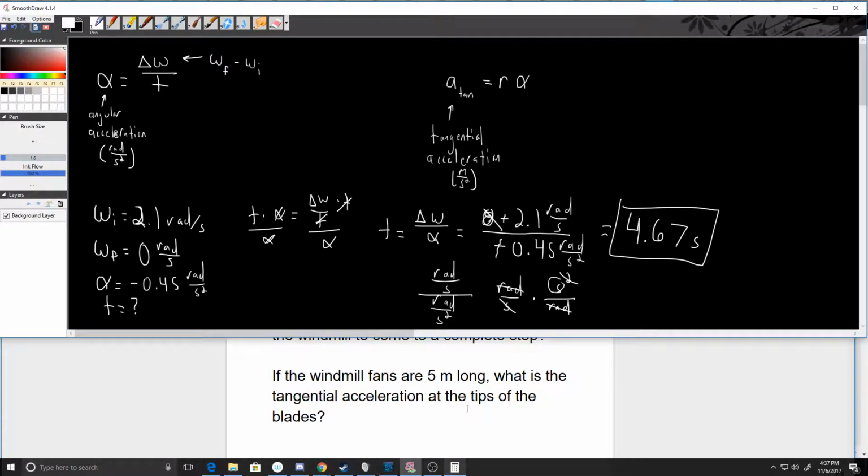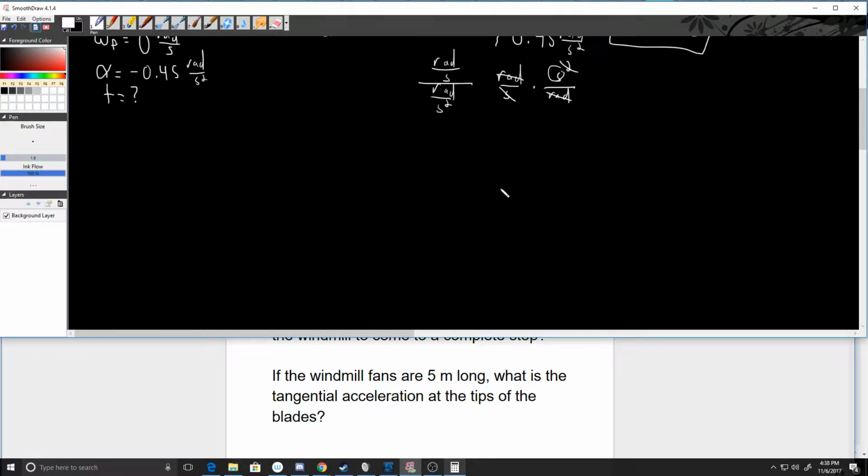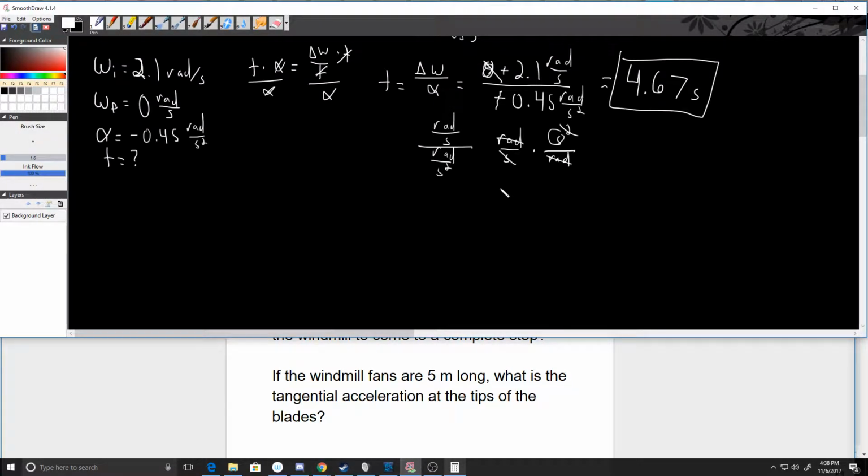So let's ask a different question. If the windmill blades are 5 meters long, what is the tangential acceleration at the tips of the blades? Okay, so now we've got tangential acceleration equal to radius times the angular acceleration. In this case, I want to know the tangential acceleration. That's just a regular a. That's what I'm looking for.